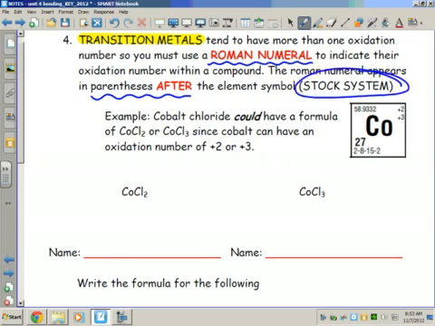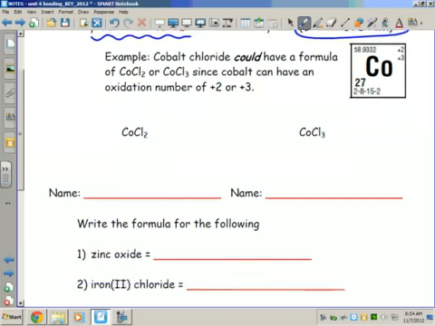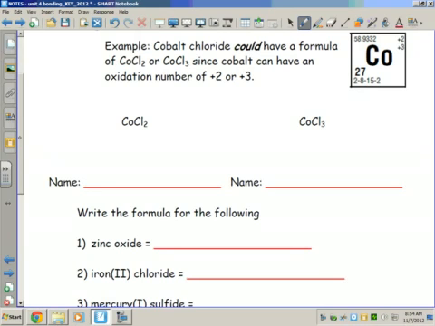So when you see on an exam, use the stock system to come up with the proper name for the following compound, it just means that there's a transition metal involved and you're going to need to assign a Roman numeral to indicate which oxidation number it has. The example we use in this case is cobalt chloride. And if you look, cobalt has two possible oxidation numbers, positive 2 and positive 3.